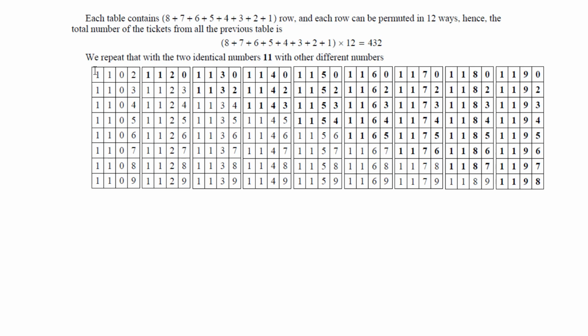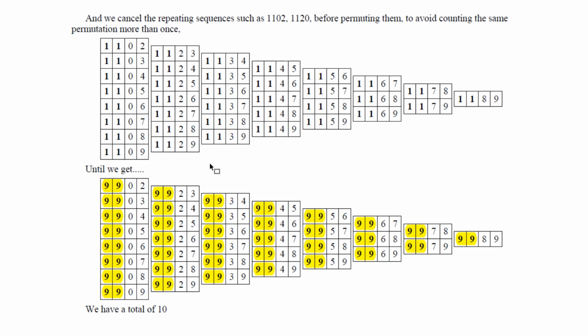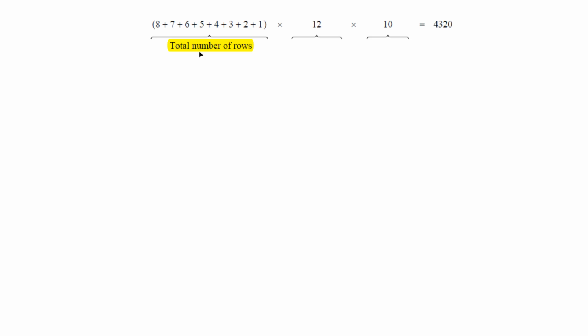We can do the same thing. We can repeat the same process for the two identical items 11, and we can eliminate all these combinations which are similar to other combinations here, and we end up, as we did before, with these tickets, and we keep doing that until we arrive at 99. So we have identical repetitions from 00 to 11 to 22 until 99, a total of 10 groups of tables. Now if we want to find the total number of tickets, we multiply the total number of rows for each identical group times 12, which is the permutation for each row, times the number of table sets, which is 10, and we get again 4320.